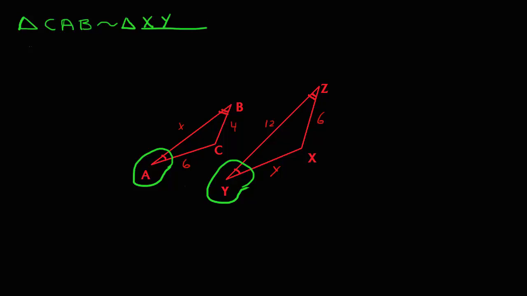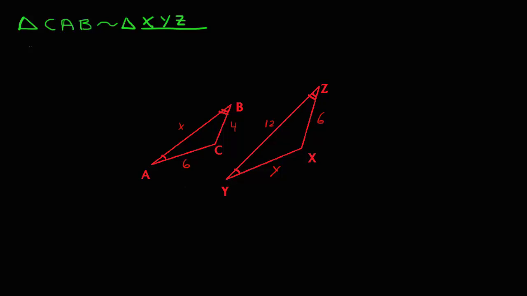And finally, we have angle B with two congruency marks and angle Z with two congruency marks, and they would have to be listed last. Since angle B is listed last, angle Z will also have to be listed last. Therefore, we have triangle CAB is similar to triangle XYZ.